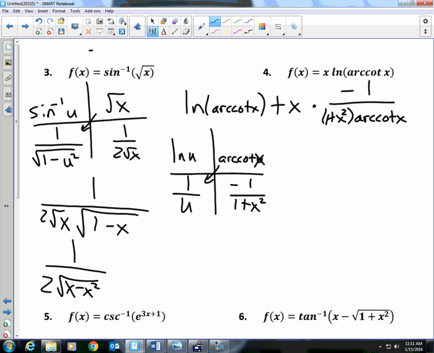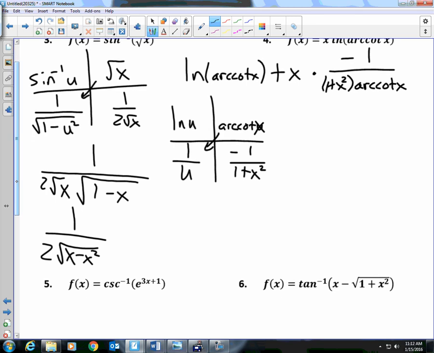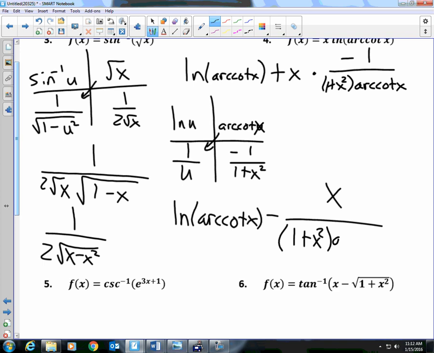So I think that all that would change in this situation for your answer would be natural log of the arc cotangent of x minus x over 1 plus x squared arc cotangent of x. So I chose to put the minus sign out front.